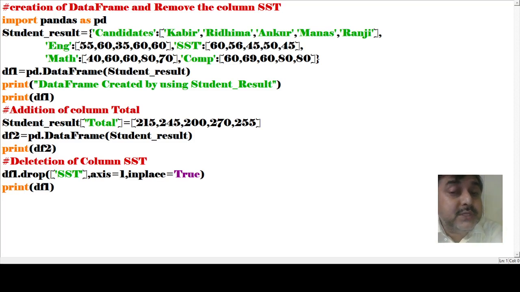Then what have I done? See here, that was df1, so this one I will not call with df1. Now I have called it df2. So df2 equals pd.DataFrame student result. Okay, so this is what we can find, print df2. Now I am printing the df2.